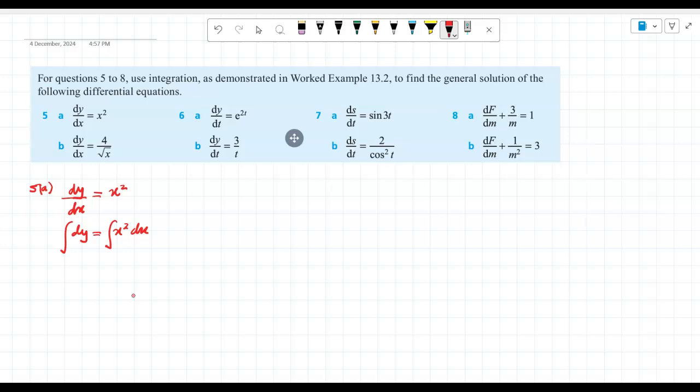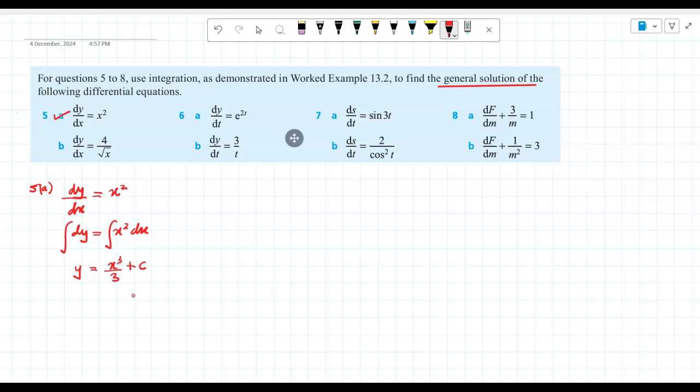So what is the integral of dy? y. What is the integral of x square? x cubed by 3 plus c. Now if you don't know the value of c, that's called a general solution. If they give you certain values, then you put them in and get the value of c. That's called a particular solution. So this is the general solution.